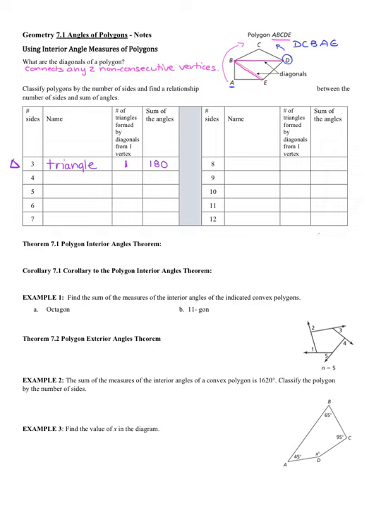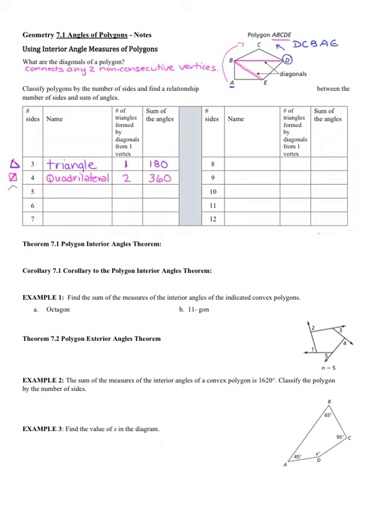Now we're going to move on to four sides, which we call a quadrilateral. And in a quadrilateral, notice that if I just choose one vertex, I can only draw one diagonal, which gives me two triangles there. And since each triangle has a 180-degree sum, it makes sense that this is going to then be 360 degrees, the total sum of the angles in a quadrilateral.